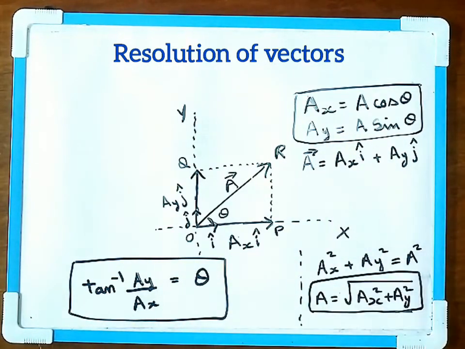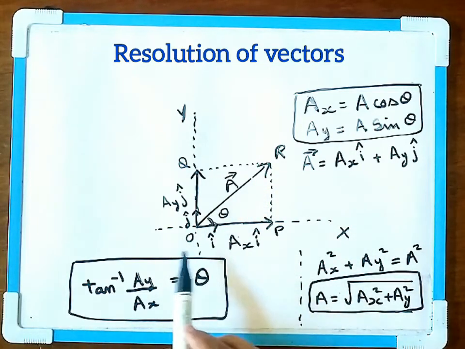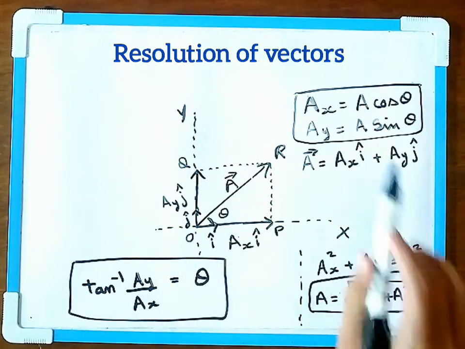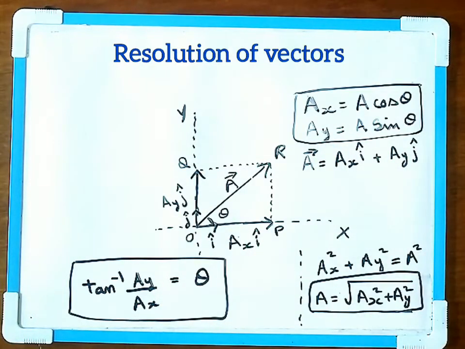This is the resolution of a vector: splitting a vector A into two parts, Ax and Ay. The magnitude of Ax is A cos theta, magnitude of Ay is A sin theta. And the magnitude of this A is found by taking the square root of the square of the magnitude Ax plus the square of the magnitude Ay, which is Ay square.